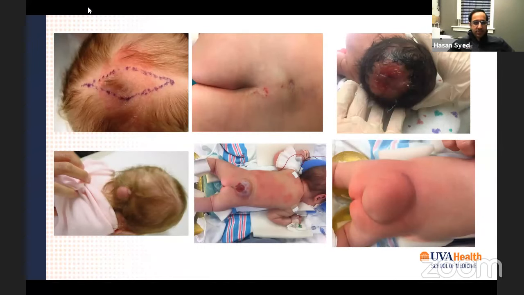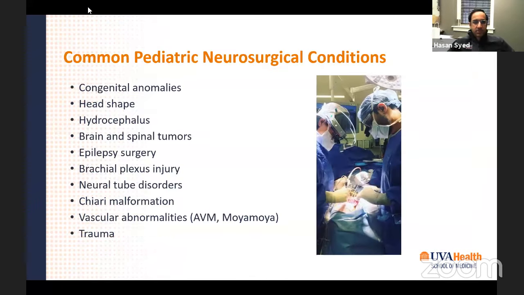This is just some pictures of common things that we see in neurosurgery. So, I find pediatric neurosurgery extremely fun because of the variety of pathology. I have a mixed practice of adults and pediatrics, but I think we can all relate when we see pediatric patients, they don't really complain unless there is a problem. And so there's a wide depth and breadth of pathology, including congenital anomalies, head shape, hydrocephalus, tumors, vascular issues, trauma, and other conditions as well.